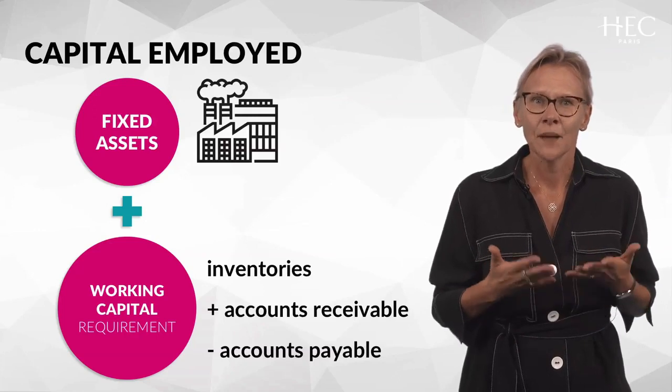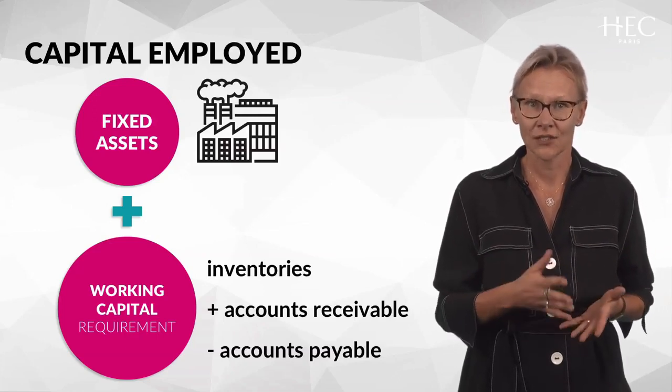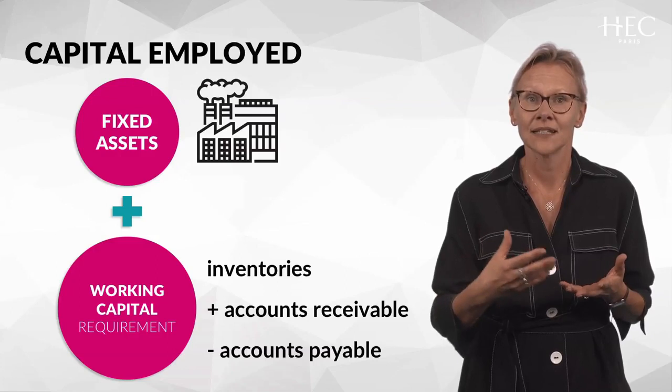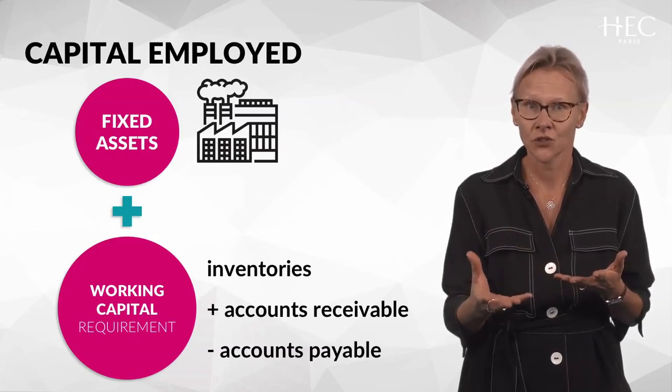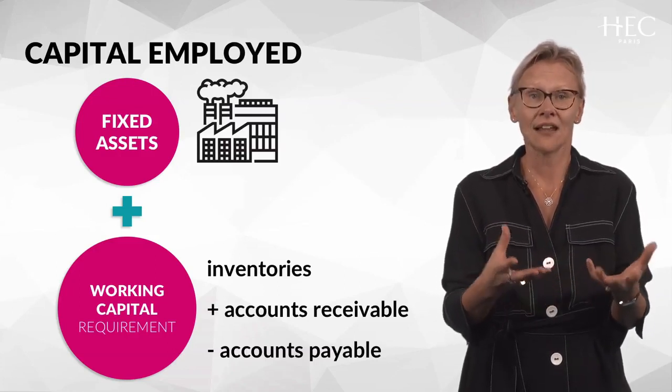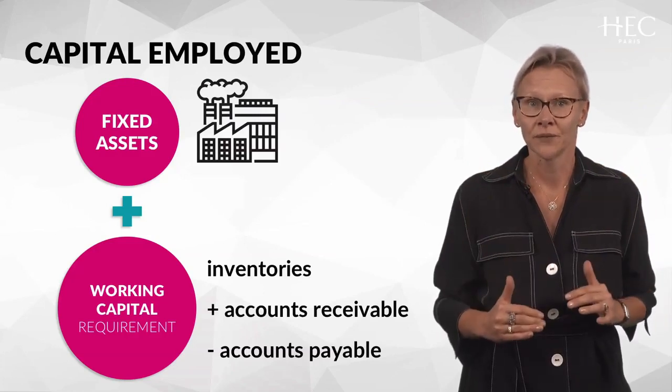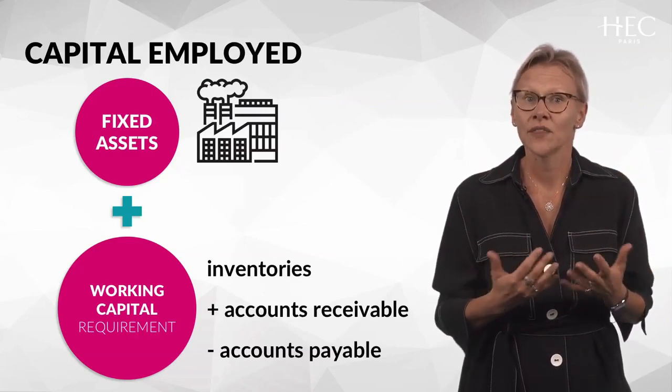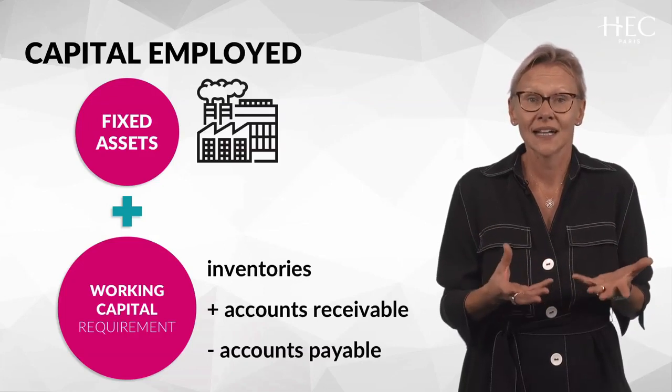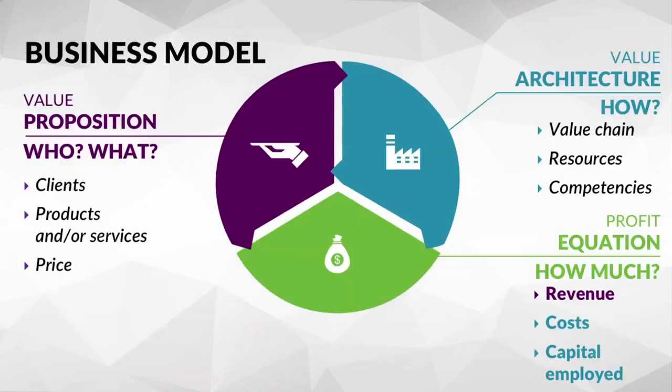And fixed assets plus working capital requirement make up for capital employed. For example, if a company decides to close a factory and to outsource manufacturing, that is, to have its products manufactured by another company, then the level of capital employed will be lower. Indeed, the factory, with all its machinery, represents a high level of capital employed.